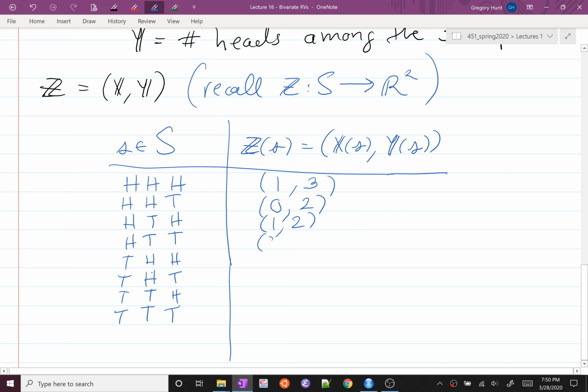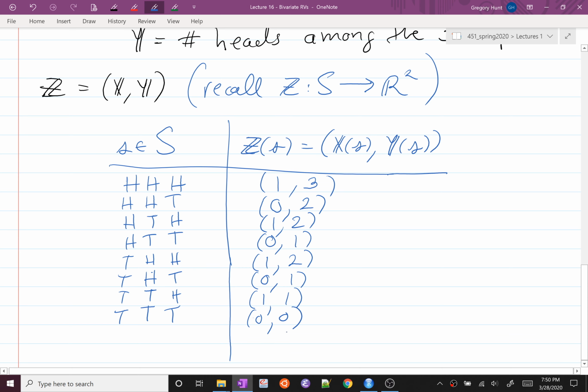We'll have the last component is a tail, so we get a 0 on the first component. Number of heads is 1. Last is heads, so we get 1. Number of heads is 2. Last is a tail, so we get 0, and the number of heads is 1. Last is a head, so we get a 1. Number of heads is 1. And then we get 0, 0.